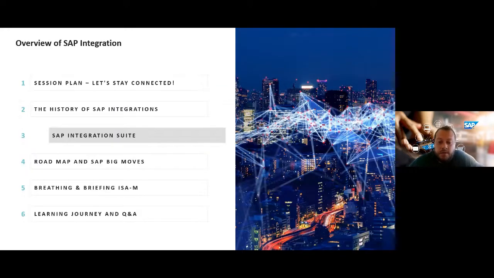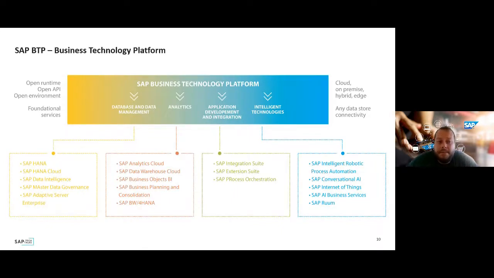Jumping now to the Integration Suite, right? So let's first start with the BTP, Business Technology Platform. SAP delivered this platform that has a lot of services to be used, mainly focused on 4 main pillars: database and data management, analytics, application development and integration, and intelligence technologies. Only in this slide, we have at least 10 or 15 nice technologies that we could talk about in future tech talks. For today, we will be focused on the SAP Integration Suite.